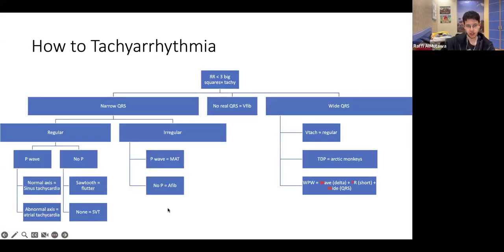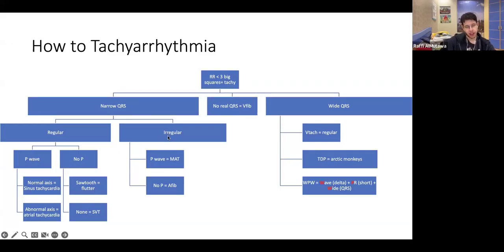Let's go back. There is a way to understand this, but we'll get into that. So you look for the RR intervals. And let's say you don't even look at the RR intervals, you're looking at a tachyarrhythmia, and you just know something is wrong. You look at the QRS. Is it narrow or is it wide? Or does it even exist? If it's narrow, is it regular or irregular? If it's regular, look for the P wave. If there's a P wave and the axis is normal, this is sinus tachycardia. If there's an abnormal axis, it's atrial tachycardia. If there is no P wave, look for the sawtooth pattern. If you do see a sawtooth pattern, it's flutter. Otherwise, you're looking at SVT.